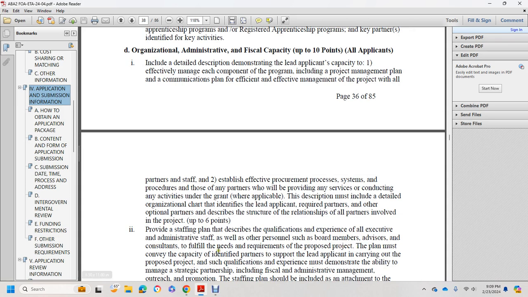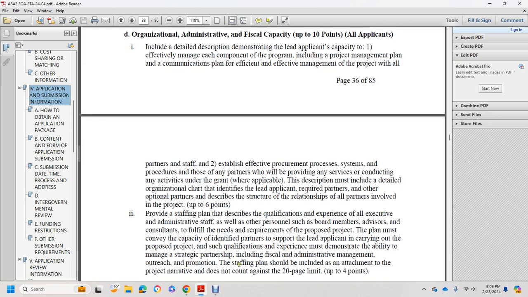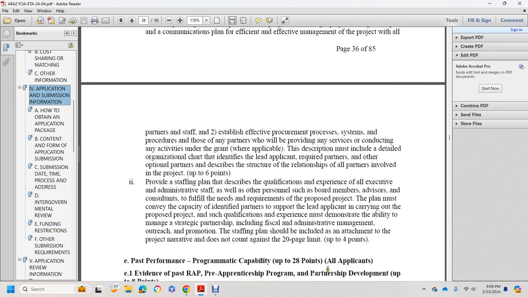The plan must convey the capacity of the identified partners to support the lead applicant in carrying out the proposed project. Thus, qualifications and experience must demonstrate the ability to manage strategic partnerships, including fiscal and administrative management, outreach, and promotion. The staffing plan should be included as an attachment to the project narrative that does not count against the 20-page limit, up to 4 points.